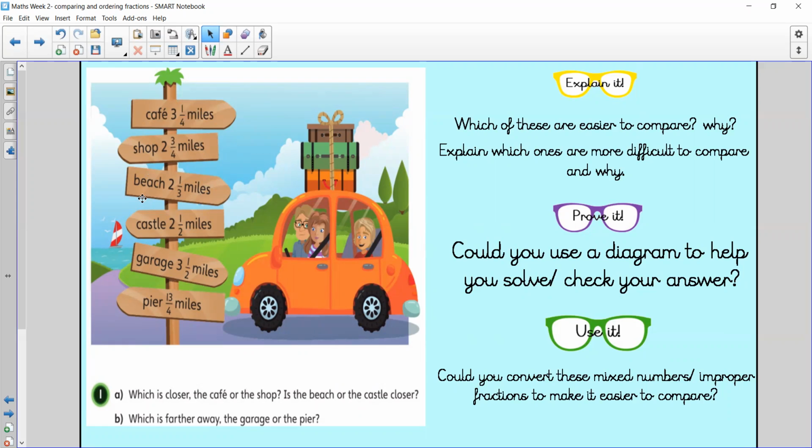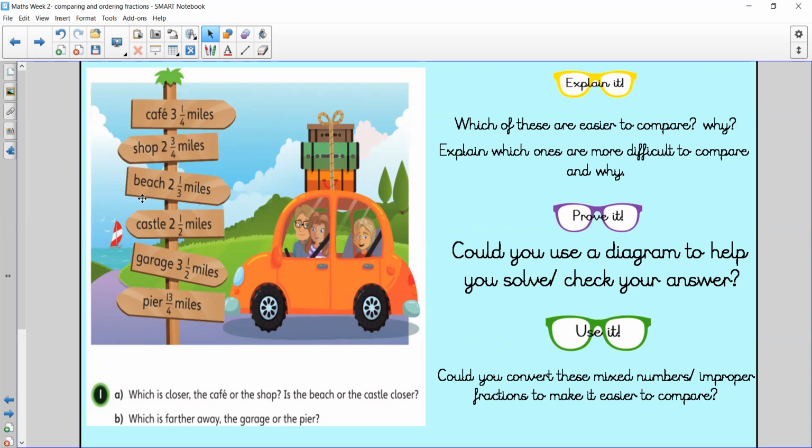Once you've done that one, same again, but this time you're looking at the beach or the castle. Okay, so once again, how did you know which one was closer? Was there any working out that you might have to do? And what knowledge did you use to know which one was further or closer, sorry. Once you've done that, we're going to have a go at B. Which is further away?